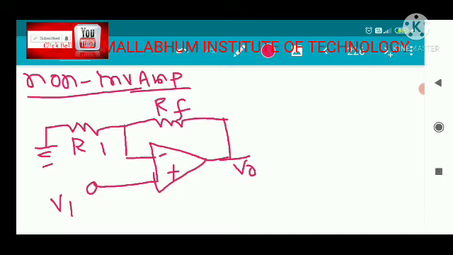This is the circuit diagram for the non-inverting amplifier. In this circuit diagram, the input voltage is applied to the non-inverting terminal of the amplifier. The feedback resistance RF is connected between the output voltage terminal and the inverting input terminal. You can see in the circuit diagram that the resistance R1 is connected between the inverting terminal and the ground.